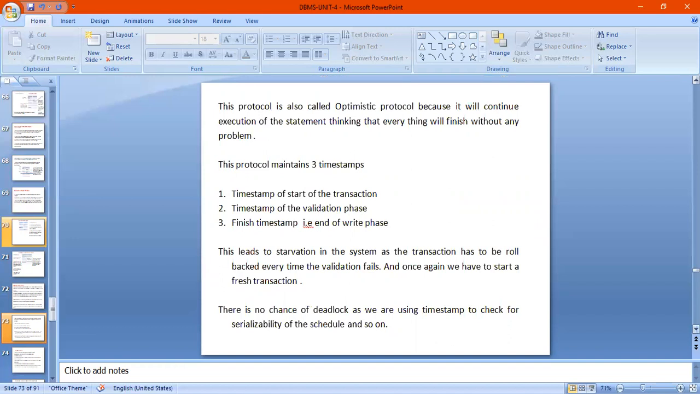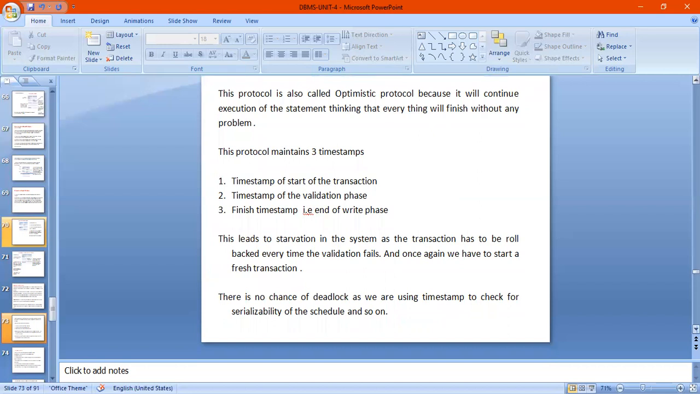This protocol maintains three timestamps: the timestamp at the start of the transaction, the timestamp at the validation phase, and the finish timestamp at the end of the write phase. This leads to starvation in the system as the transaction has to be rolled back every time the validation fails. And once again, we have to start a fresh transaction. There is no chance of deadlock as we are using timestamps to check for serializability of the schedule. This protocol is also called the optimistic protocol, as we have seen in the same slide.